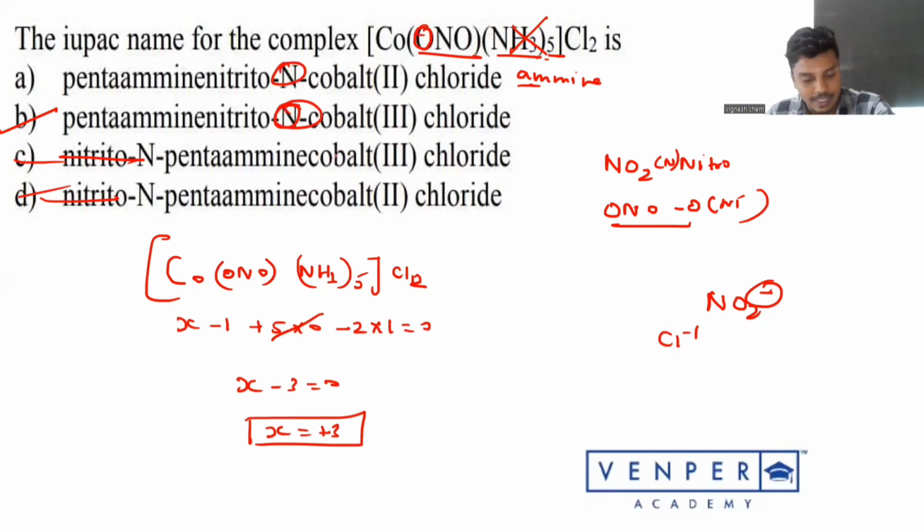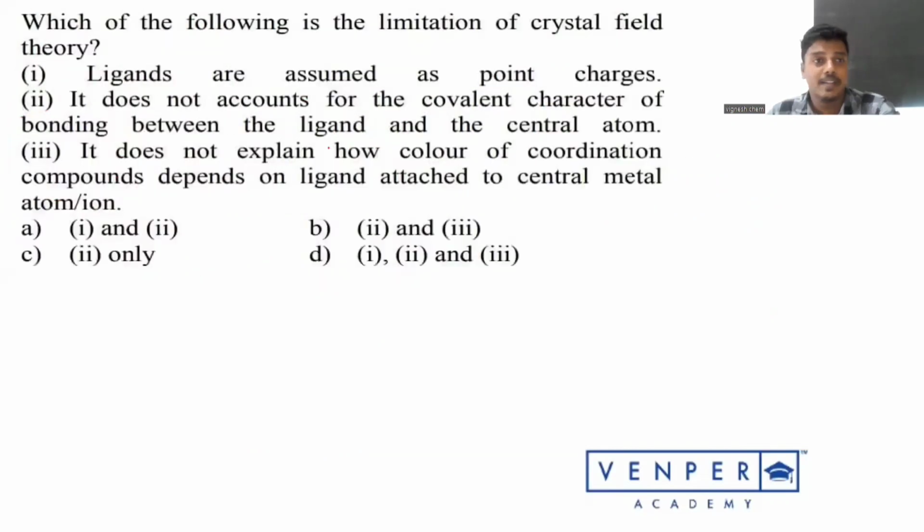Next question I'm going to discuss is about CFT. Which of the following is a limitation of crystal field theory? First, the ligand is assumed to be a point charge, which is one of the bigger limitations; it's not a point charge. Second, it does not account for the covalent bonding between the ligand and the central atom. Third, it does not explain how the color of a coordination complex depends upon the ligand attached to the central atom. This is a purely theory-based question on options 1 and 2; it asks for the limitations. This is a direct theory-based question.